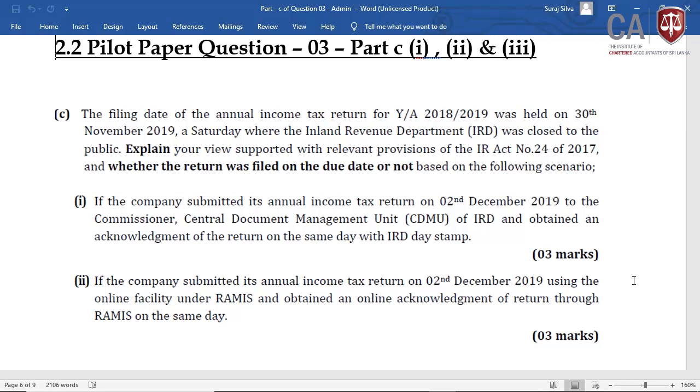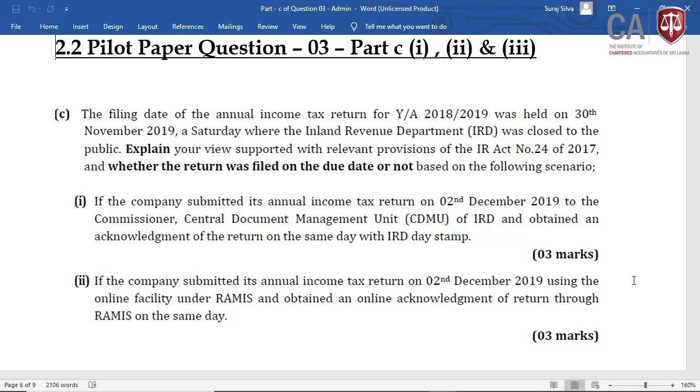Then, as a recommendation, as advice, or rather as a conclusion, you have to state whether the return filed after the Saturday due date, that is, on the next working day, which is a Monday, is considered as a return filed on the due date. That's what the question is asking. Then we will go to Roman 1.